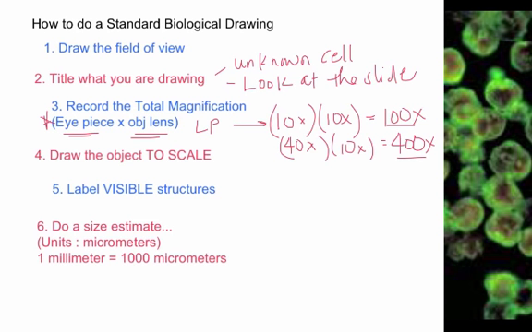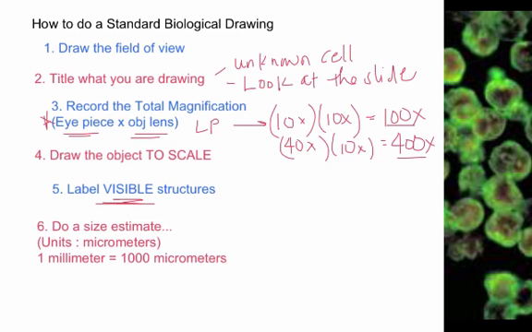That's all. Then you're going to label visible structures. This part's critical. And at the very end of this, you'll have a list to write down of all the visible cellular organelles we can see with our microscope, because some we just can't. Our microscopes aren't capable of looking at them.